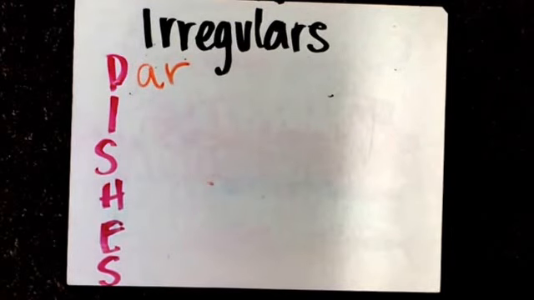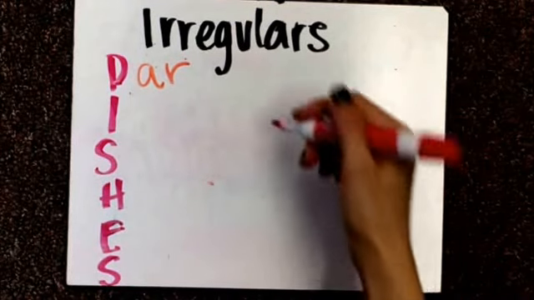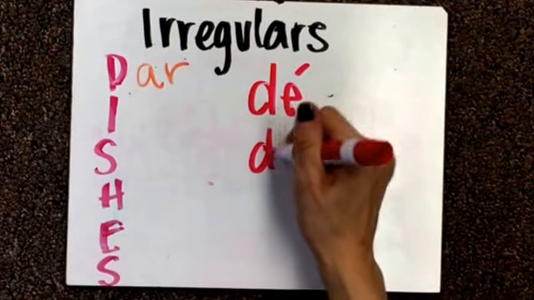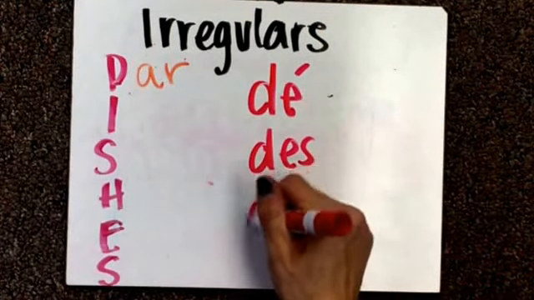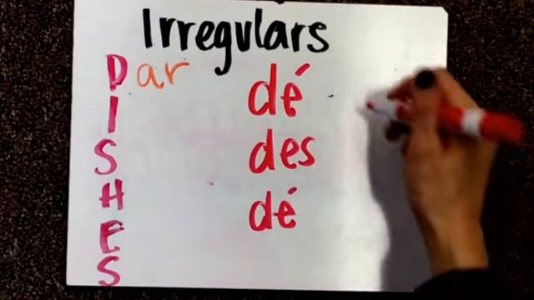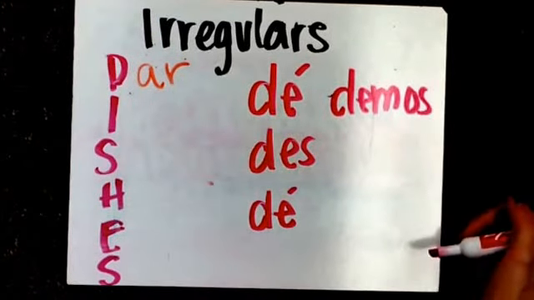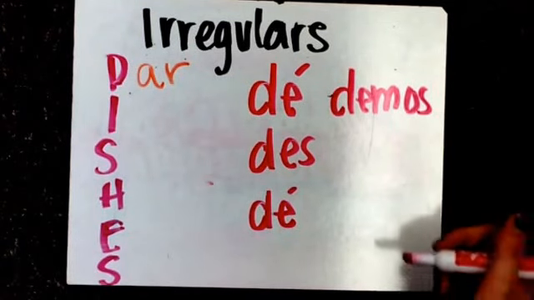Let's start with dar. The yo form of dar is dé, with an accent. Tú is des. Ella y usted is dé. Nosotros is demos. And the ellos, ellas, ustedes form is den.